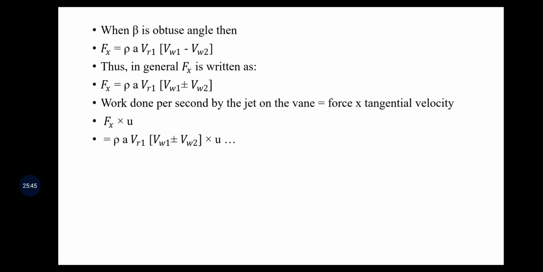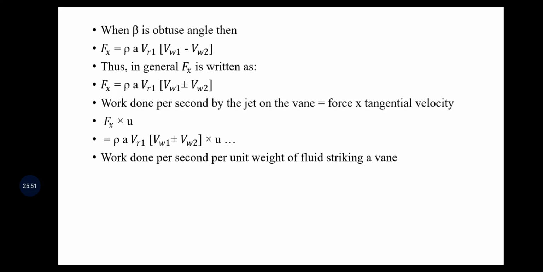Just putting in the magnitudes, that is rho A Vr1 into Vw1 plus or minus Vw2 into u. So this is the work done per second by the jet, we can say.